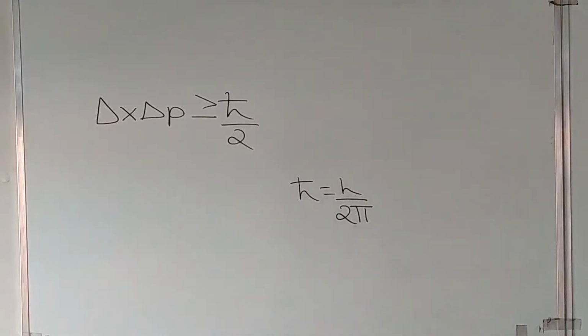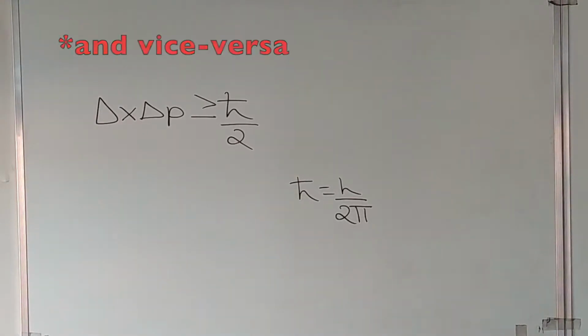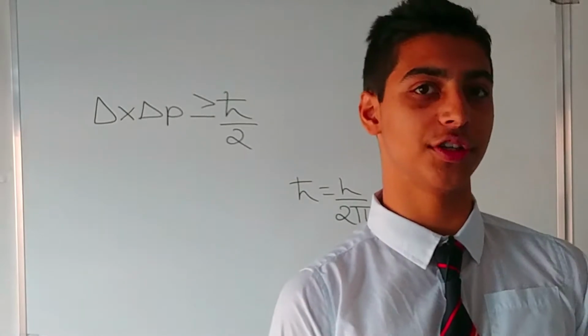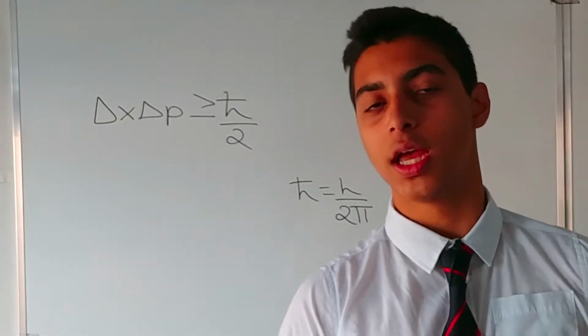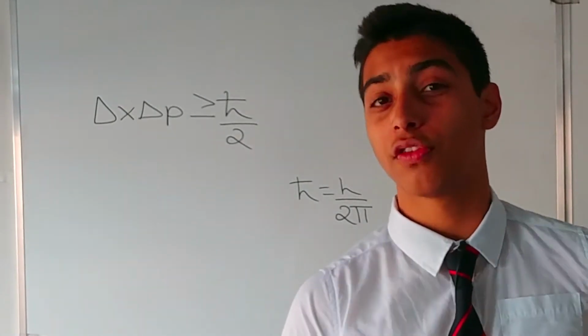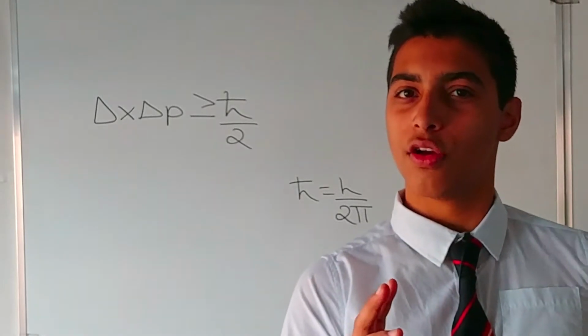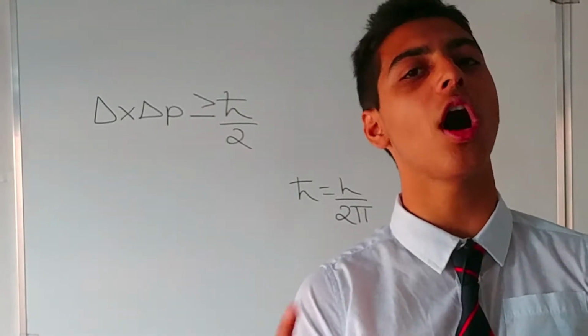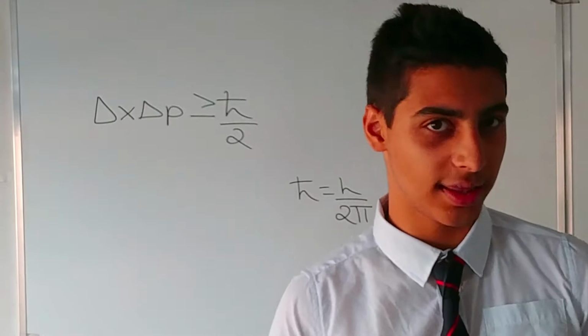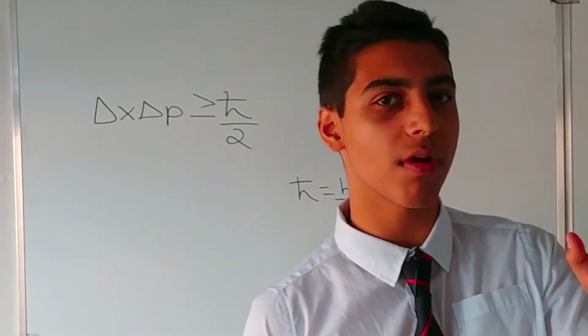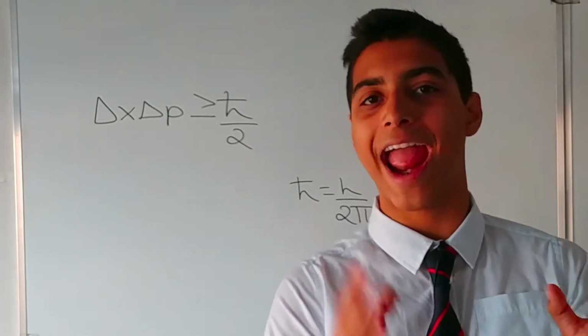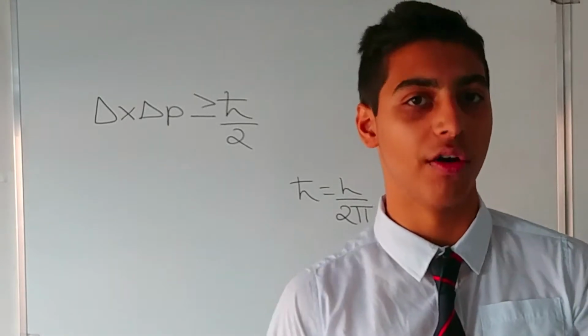Now all this really means is the more certain we are about a particle's position, the more uncertain we are about its momentum. Certainty and uncertainty are two very important concepts in quantum mechanics, because in quantum mechanics, most of the time, you're never 100% sure about anything. There's always some uncertainty value with every single property of any particle.